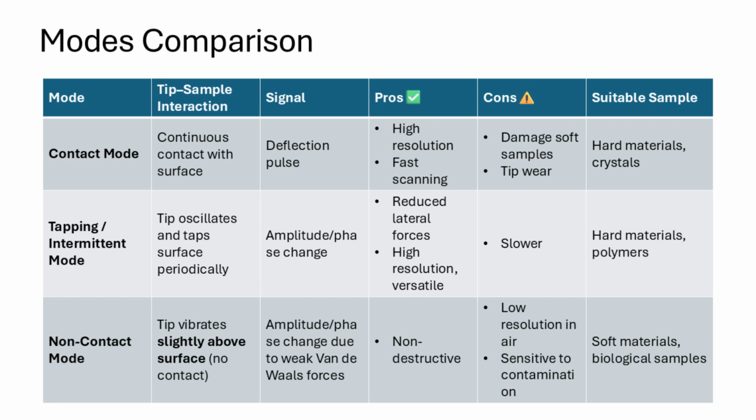For non-contact mode, the tip will vibrate slightly above the surface, which is not contacting. Its detecting technique is amplitude and phase change due to the weak van der Waals force. Its pros are that it is non-destructive, and its cons are low resolution in air and sensitivity to contaminants. Its suitable sample is soft materials, for example biological samples.